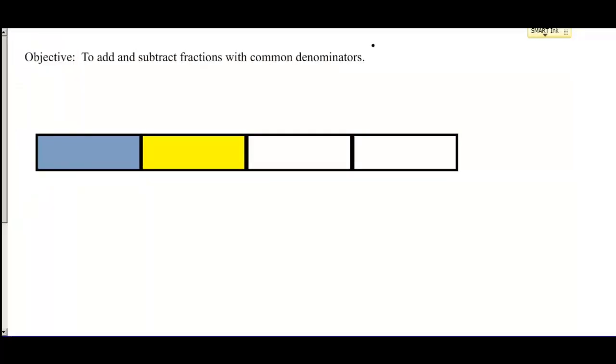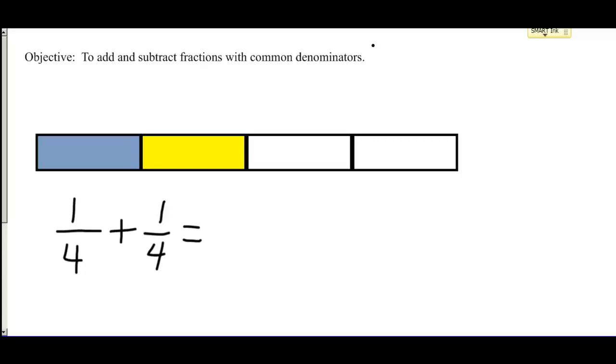This time, we need to find our denominator first. So think to yourself, how many boxes are there? What's the denominator? And the answer is 4. How many are colored blue? 1. And now I want to know how many yellow boxes are there. There's 1 out of 4.